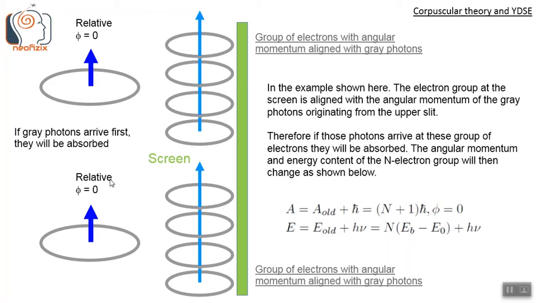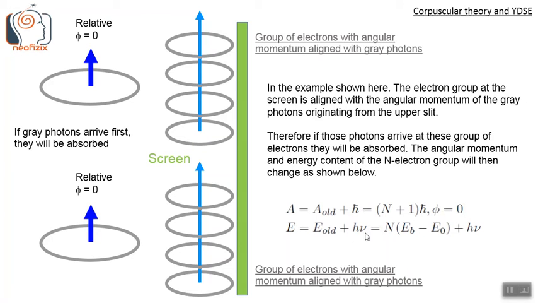So these two are parallel, the light blue line and this, both these blue lines are aligned. So that's why it just happens to be simple addition: A old plus h bar, n plus 1 h bar, and the energy state changes from E old plus h nu. So this was whatever the energy that was there before interacting with the photon.